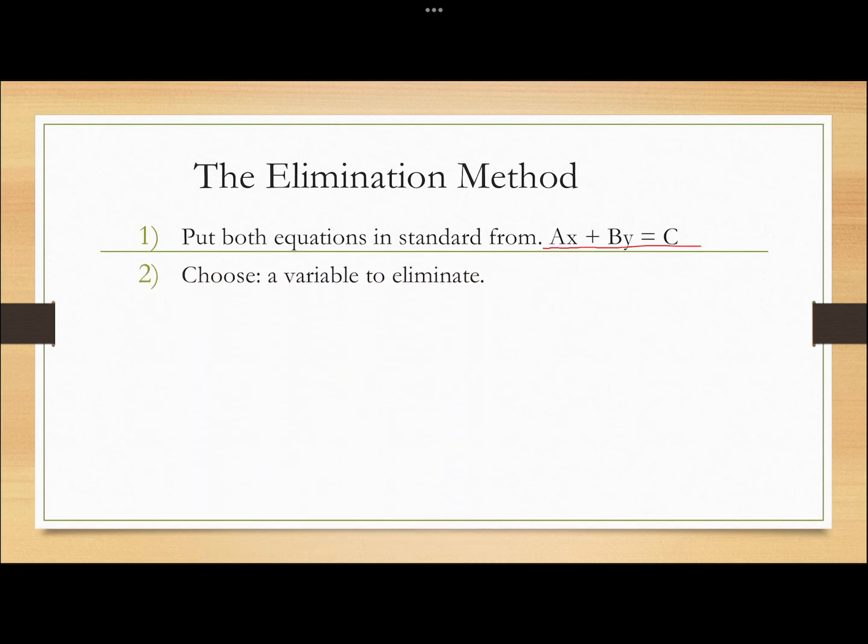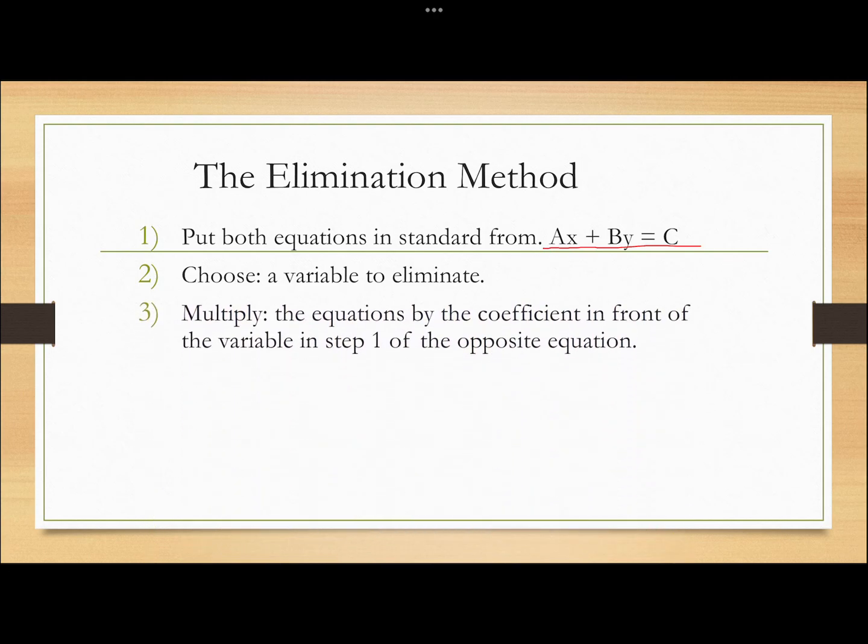Then you're going to choose a variable to eliminate. It can be the x or the y, whichever one looks easiest to get rid of. Then you'll multiply the equations by the coefficient in front of the variable. This should actually be step 2: multiply by the opposite equation's number. So you're going to multiply by the coefficient of the variable you want to get rid of. The number in front of that is what we're multiplying by.